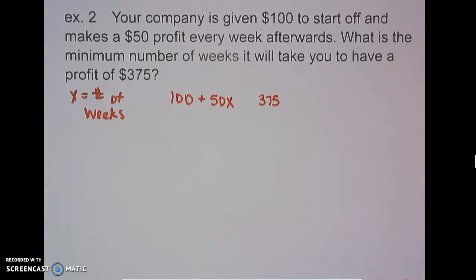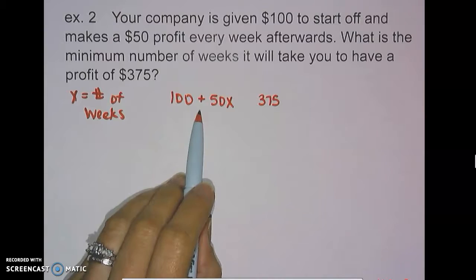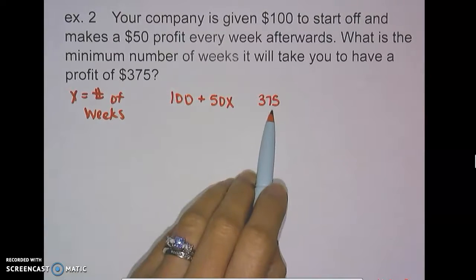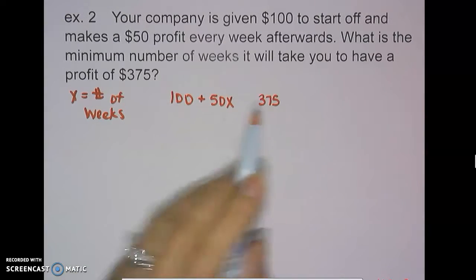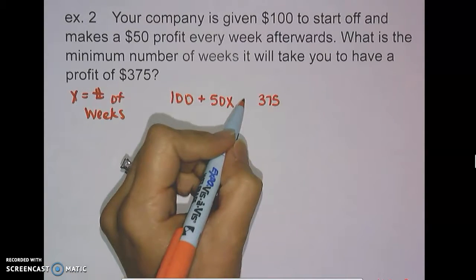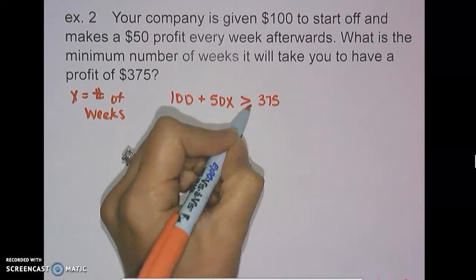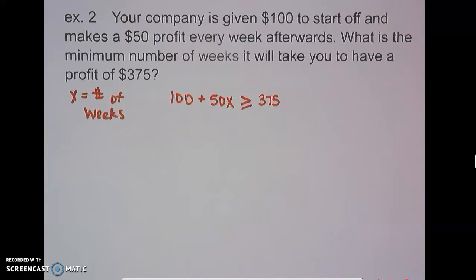Okay, so $375 is going to go on the other side. Do we want this side to be more than? Do we want the 375 to be more than? Do you want that to be the greater thing? So if we're trying to get a profit of $375, you always want to have more profit. Okay? We could also have exactly $375. We would be happy with that, so we got to put the equal to piece.